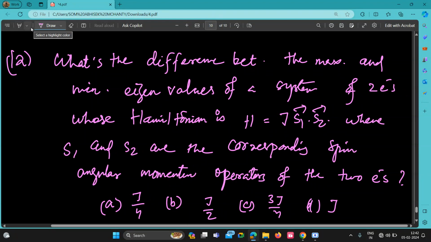So what is the difference between the maximum and minimum eigenvalues of a system of two electrons whose Hamiltonian is H = J S1·S2, where S1 and S2 are the corresponding spin angular momenta operators of the two electrons.